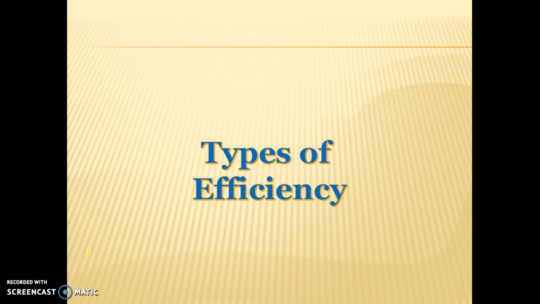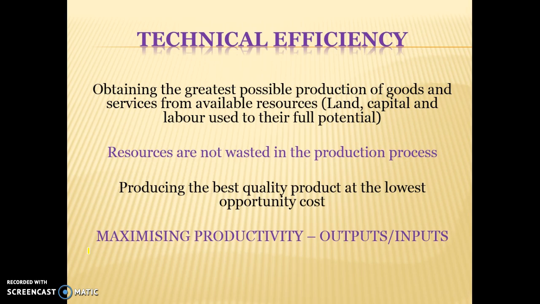Types of efficiency we're going to look at. The first one is technical efficiency. Technical efficiency, you'll also hear it referred to as productive efficiency. Okay, it means exactly the same thing. It means obtaining the greatest possible production of goods and services from our available resources. We are using our resources as productively as we possibly can to generate as much output as we possibly can. So there is no waste in the production process.